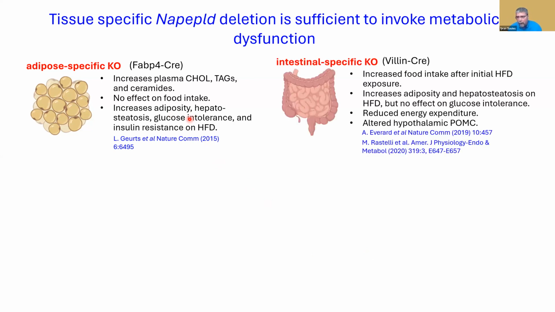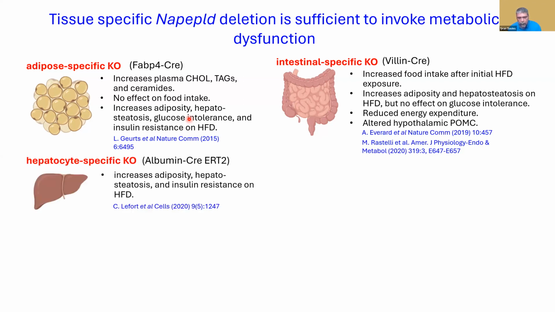Now, if you knock out NAPE-PLD in the intestine, you do see increased food intake, at least after initial exposure to a high-fat diet. You do have increased adiposity and hepatosteatosis, but there's no effect on glucose tolerance. If you knock it out in the hepatocyte, you see increased adiposity and liver triglycerides, and you see increased insulin resistance, again, on a high-fat diet.